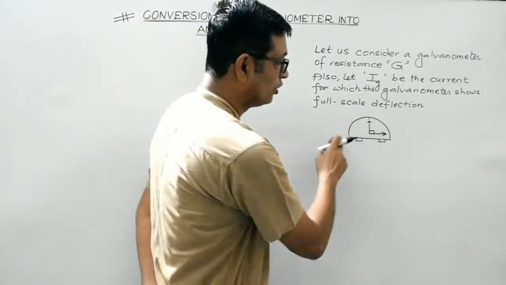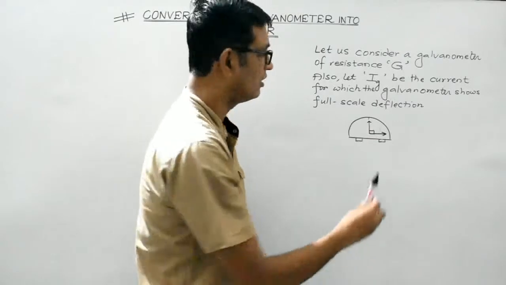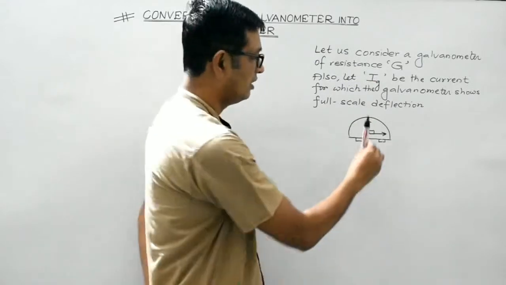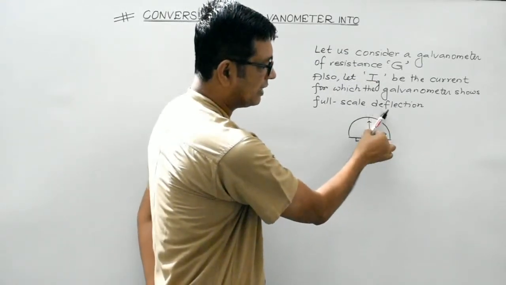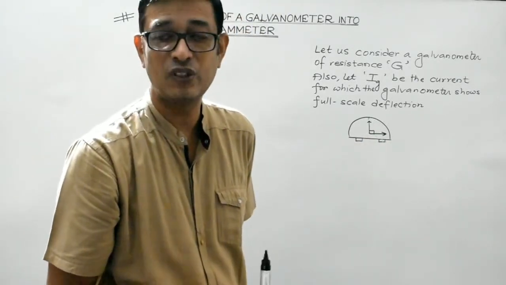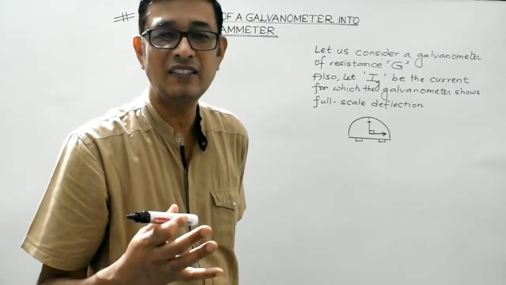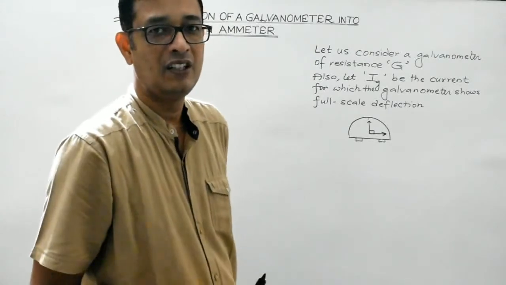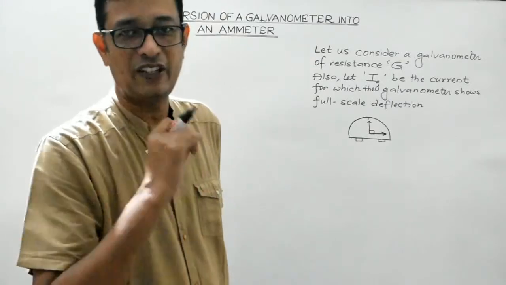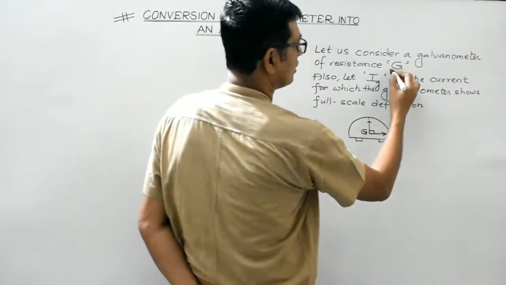If the current flowing through the galvanometer exceeds Ig, then, as we discussed just before starting this article, the pointer of the galvanometer, in an attempt to go out of the scale, may eventually break. Clear, students? So Ig is actually the maximum safe value of current that can be passed through the galvanometer. So it is known as the current for which the galvanometer shows full scale deflection. This is assumed to be the galvanometer. Clear, students? These are the two points to be noted down.